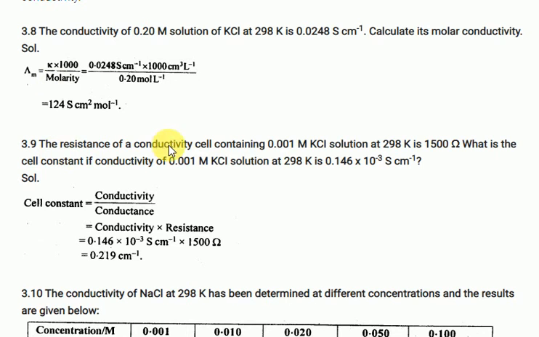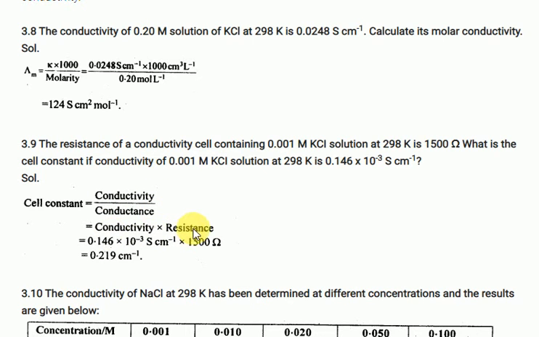The resistance of a conductivity cell containing the 0.01 molar KCl solution is given, and the temperature is given here. Concentration is given, resistance is given. The cell constant is what? It is nothing but conductivity into resistance. Remember, G is conductance. Cell constant is conductivity by conductance, and 1 by conductance is called resistance.